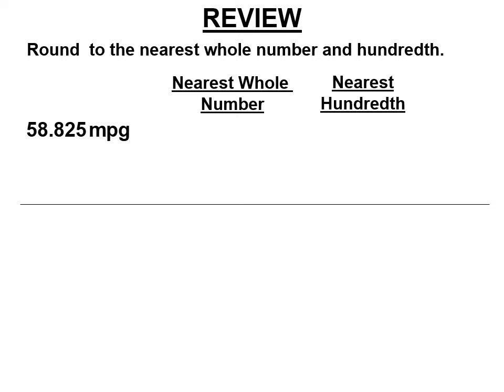All right, so 58.8 rounds to 59 miles per gallon. Oh, that's awesome, miles per gallon, by the way. So for a whole number, you're looking at the ones place. 8 is 5 or bigger, so you go up to 59 miles per gallon. Now for the hundredths, you look at the thousandths. So it's 58 and now because that's a 5, you go up to 58.83 miles per gallon, rounding.